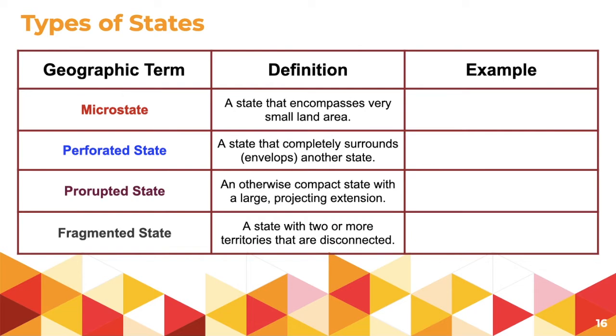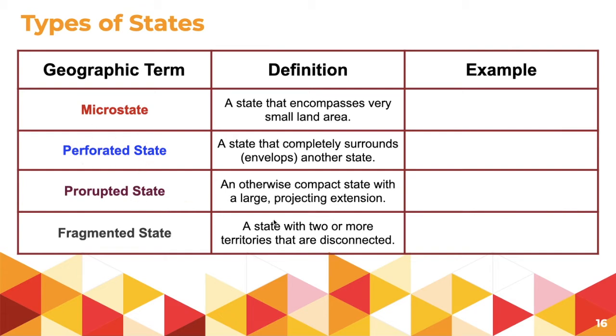A perforated state is a state that completely envelops or surrounds another state. Italy would be an example of that because Vatican City, which I mentioned as a microstate, is actually completely surrounded by the country of Italy. It is enveloped by Italy, and that makes Italy a perforated state.